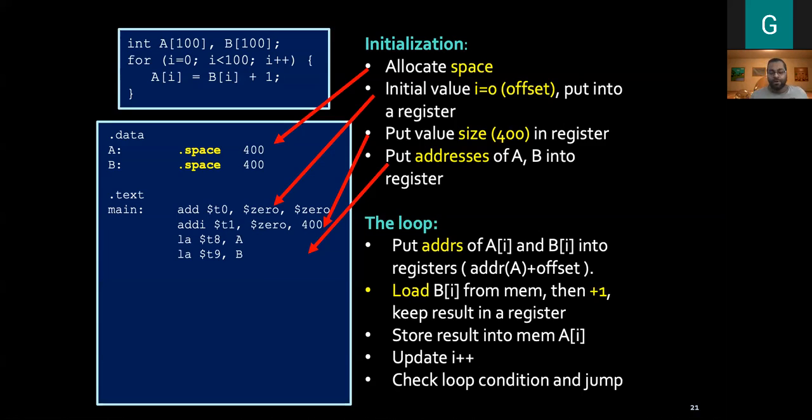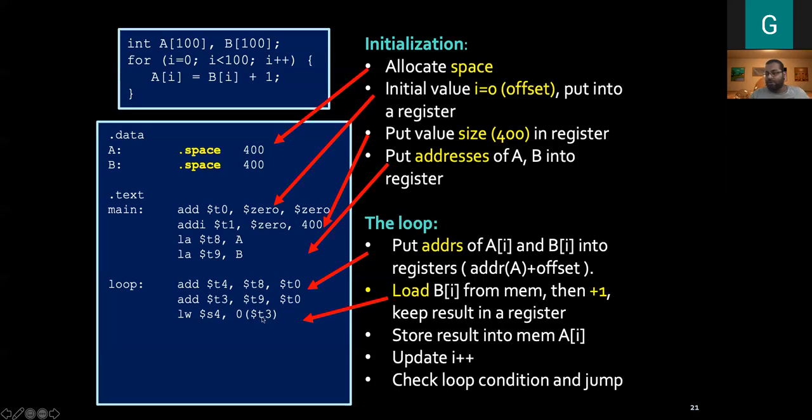So let's start our loop now. For our loop, the first thing we're doing is adding the offset to the address of A, and we're storing that into T4. Then we do the same thing for B. So this is the address of A index I. This is the address of B index I. And we have those in T4 and T3.